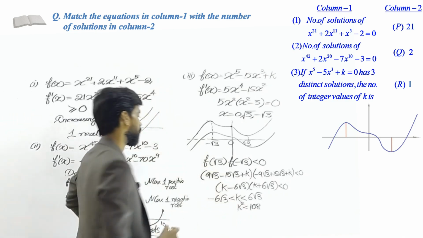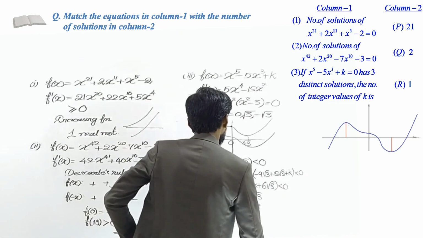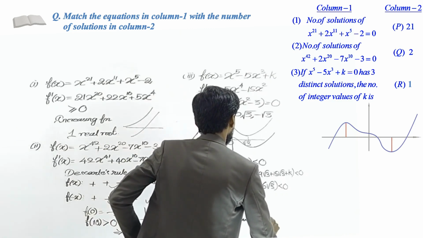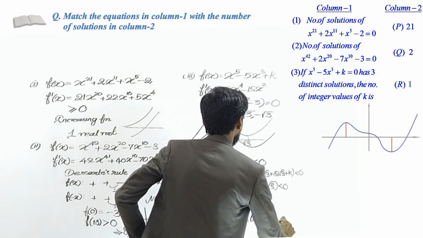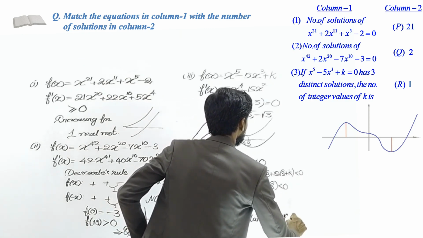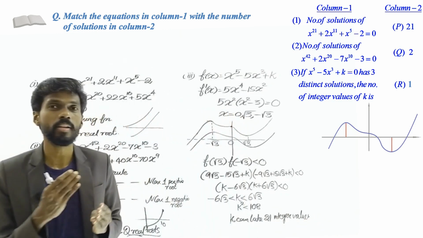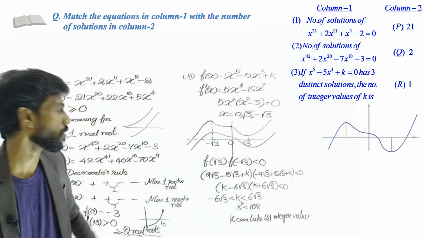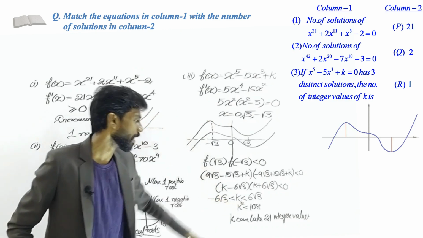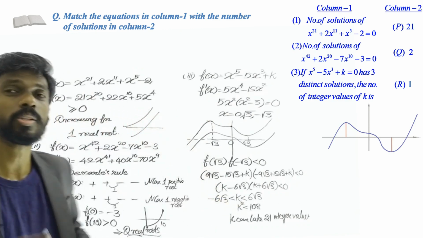So how many values can k take? The integer value. So k can take 21 values, okay, 21 integer values. Alright, so from minus 10 to plus 10, we have 21 integer values, so that is the answer. So k can have 21 integer values. Do you understand? So that is one of the answers.